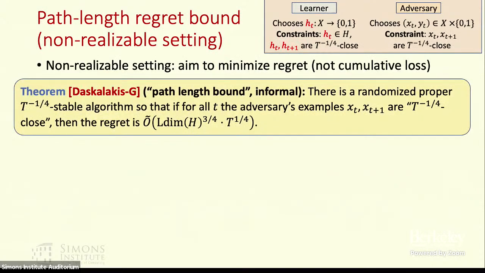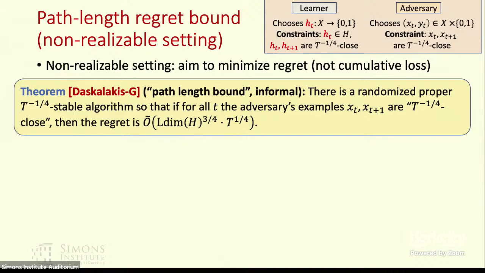Okay, so finally, I'll move on to the final intermediate result we need to get for our result on fast rates in games. I'm now going to move beyond the realizable setting to the non-realizable setting. And in the non-realizable setting, the aim is to minimize regret as opposed to cumulative loss. And what we show is the following.